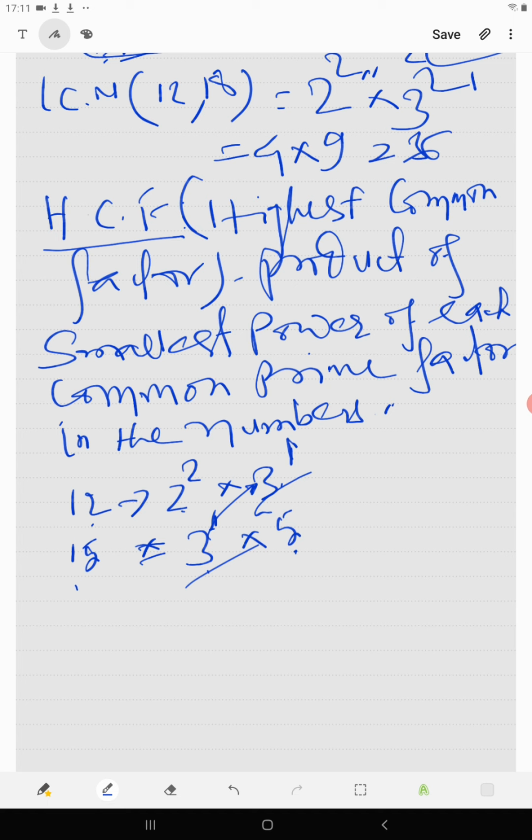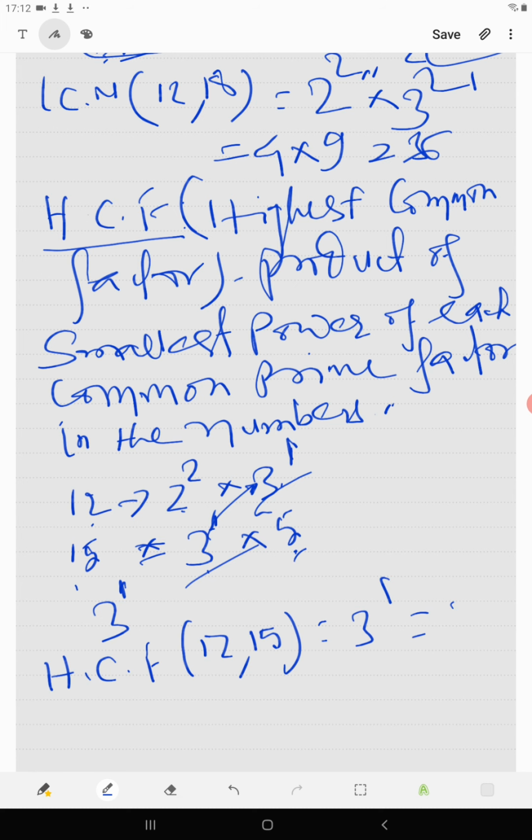Correct? In 15 also we have 3, in 12 also we have 3. In 12, other than 3 there is 2. That is not there in 15. So we will not bother about it. Similarly in 15 we have a power of 5. That also we are not going to bother about, okay? Because it's not there in 12. So what is the smallest power of 3 in both? That is 3 to the power 1. So HCF of 12 and 15 is 3 to the power 1, that is 3.